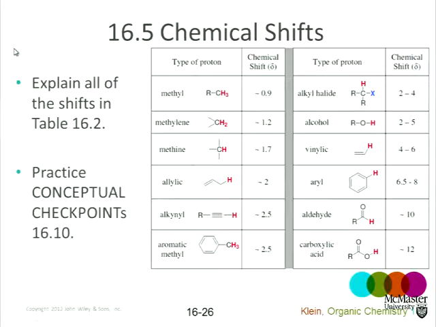So we can create a chart that tells us where we expect to see a methyl group, methylene group, methine group, allylic hydrogens, alkynyl, aldehyde hydrogens, okay, notice come out at about 10 ppm. Notice there that an aldehyde hydrogen is at 10 ppm, nothing much else there.